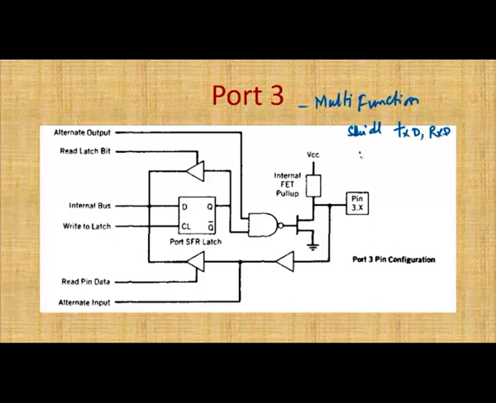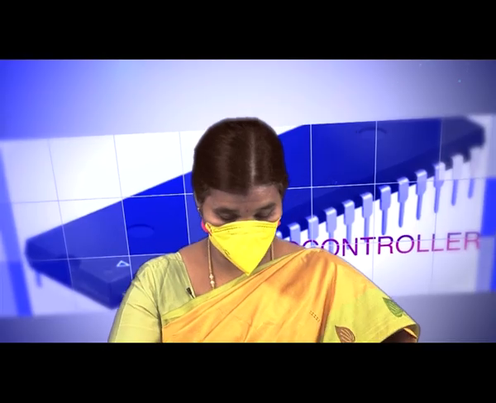Then for interrupt we have 2 signals, INT 0 and INT 1. For timer we have two 16-bit registers, T0 and T1, then two control signals which are read bar and write bar. So, these signals are along with the input and output operations. Okay. So, now we will discuss how this pin will be used for the input operation.